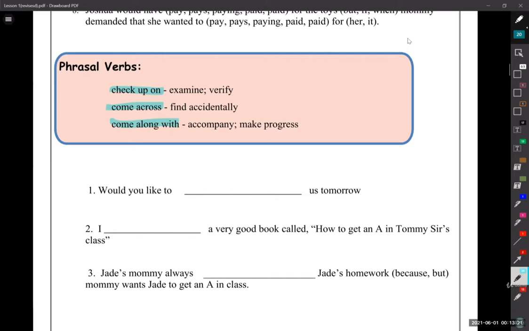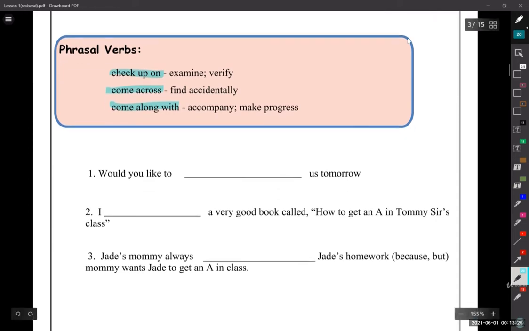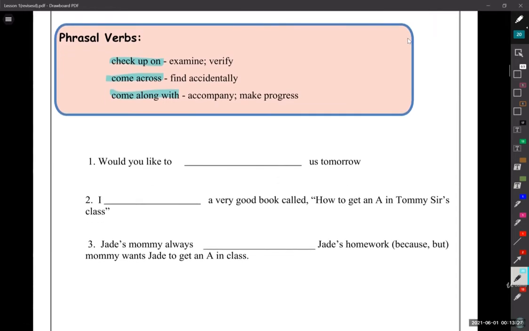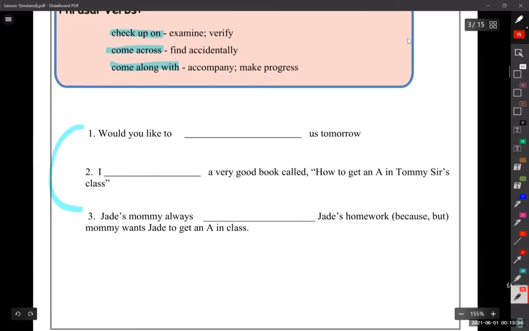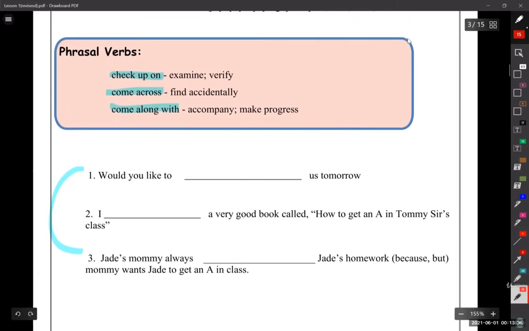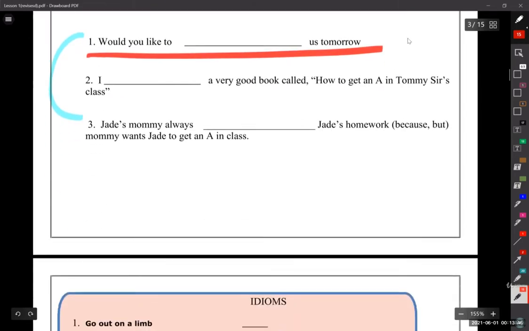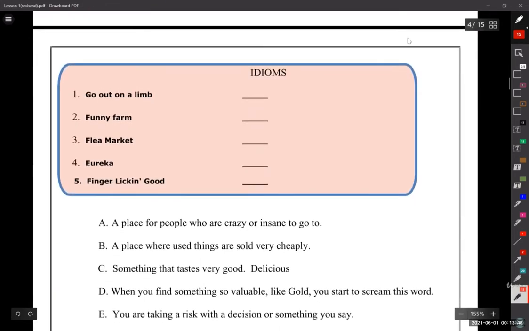So after explaining the meaning to them, what you can do is give them 1 or 2 minutes to try and finish these 3 questions. Now after that, remember to check their answers. And how you can check their answers is to let them read the whole question, the whole answer out loud. It's to read this thing out loud, the whole sentence. And then after that is done, we move on to idioms.